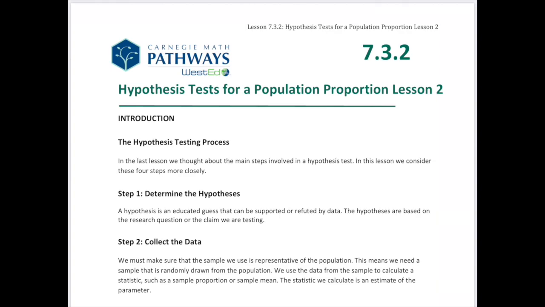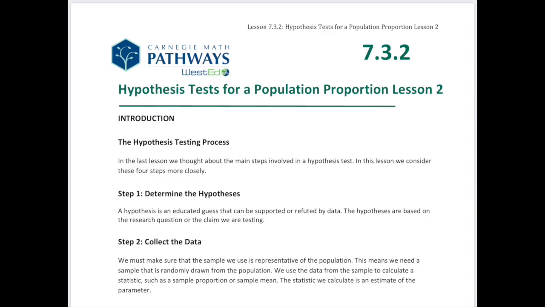Step 1. Determine the hypothesis. A hypothesis is an educated guess that can be supported or refuted by data. The hypotheses are based on the research question or the claim we are testing.